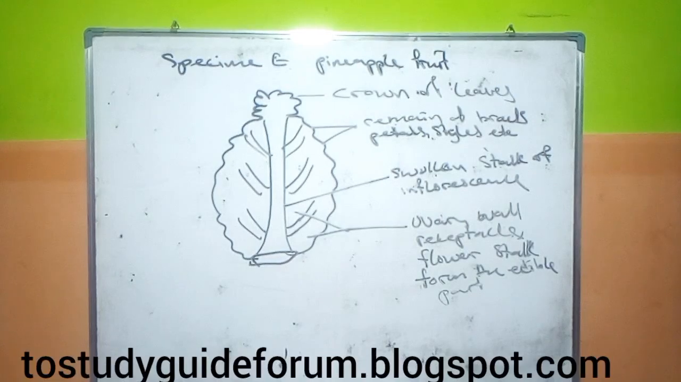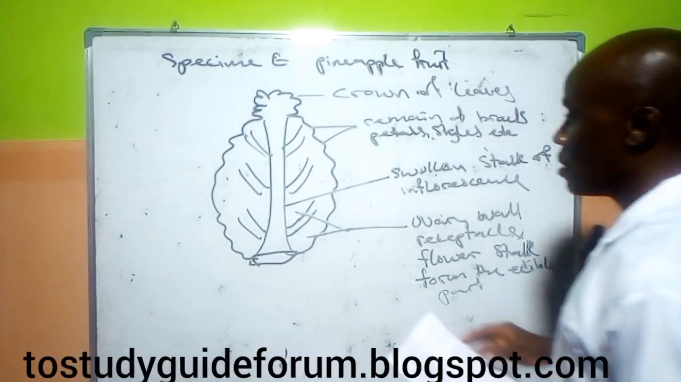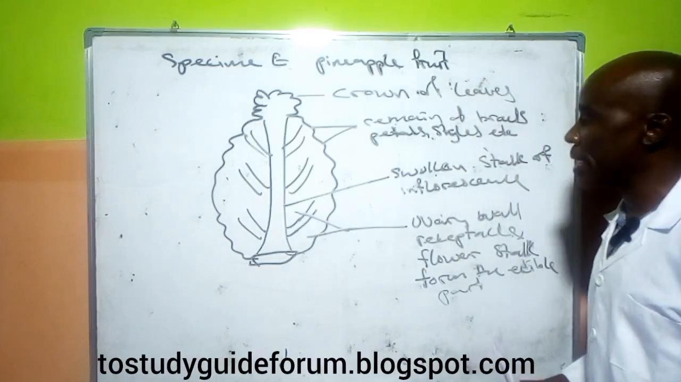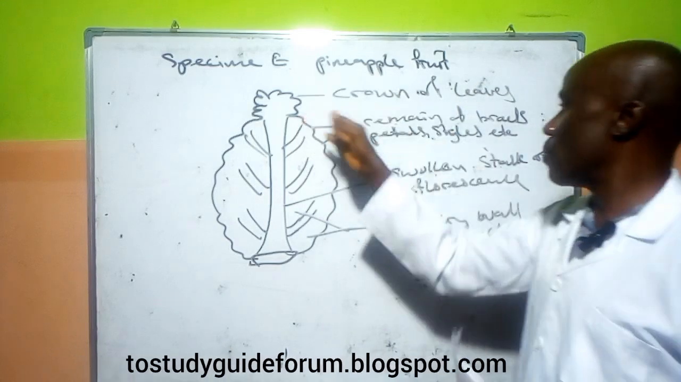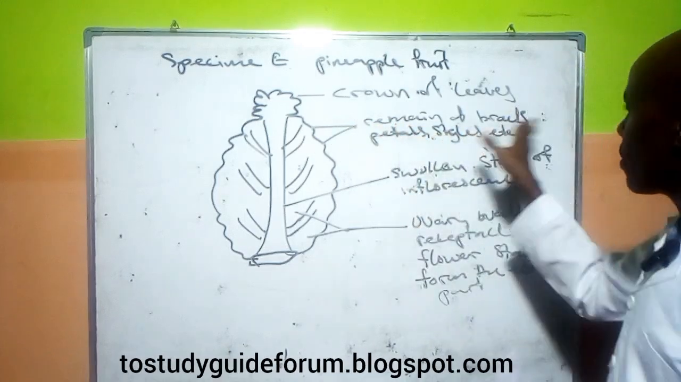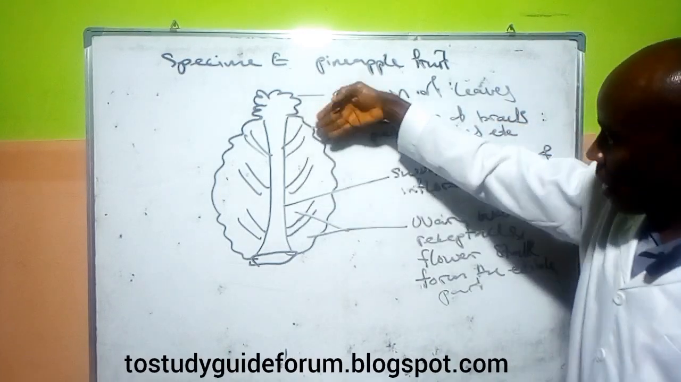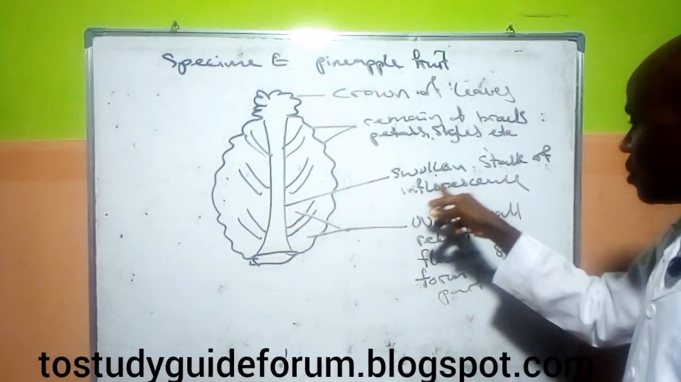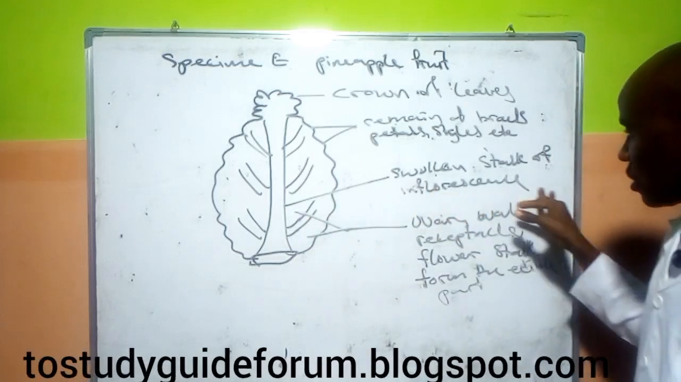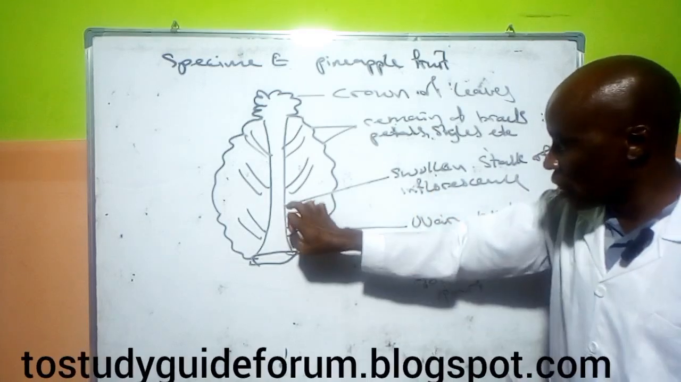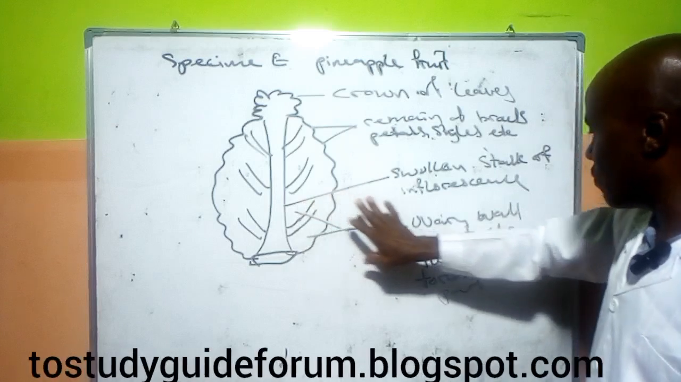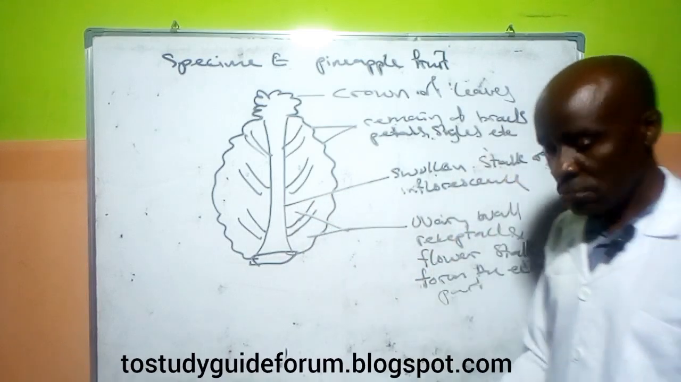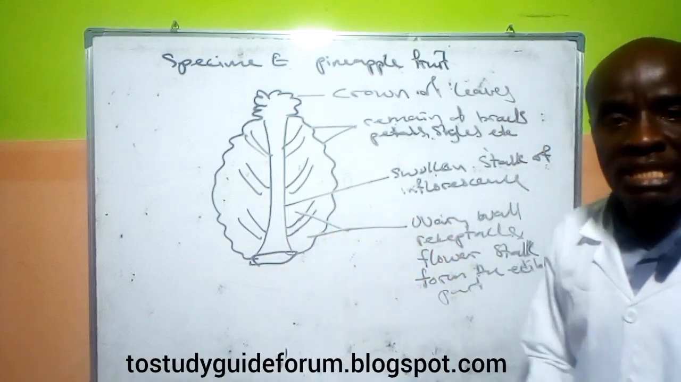So this is the longitudinal section drawing of the pineapple. We have the crown leaf, we have the remains of the sepals, petals, style, all of them are what we have around here. And inside here we have the swollen stalk of the inflorescence. Now this other region is a combination of the ovary wall, receptacle, and flower stalk, and all of them form what we call the edible part of it.